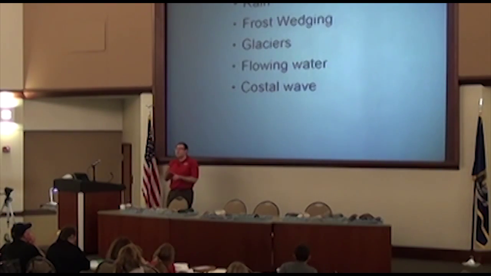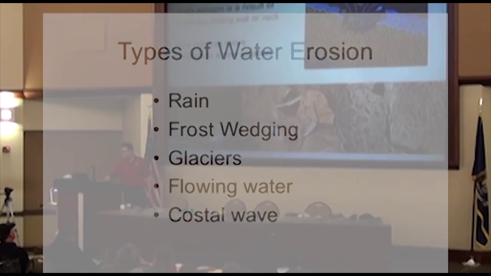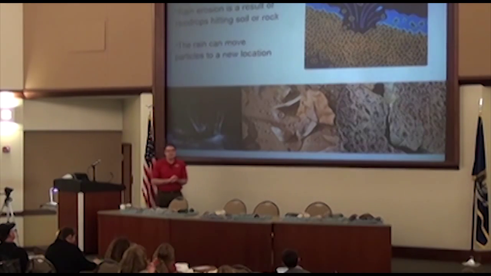We're going to talk about rain. We're going to talk about the effects of frost wedging, which is like ice. Glaciers, what glaciers do. Flowing water and coastal wave erosion. So the first one we're going to talk about is rain, the effects of rain.